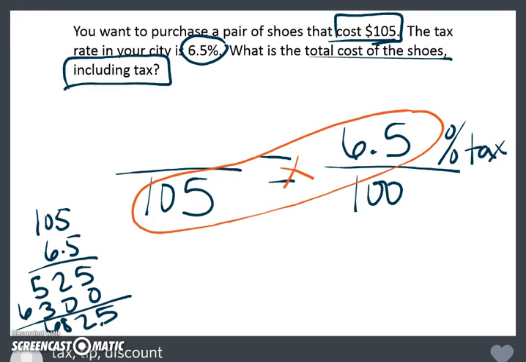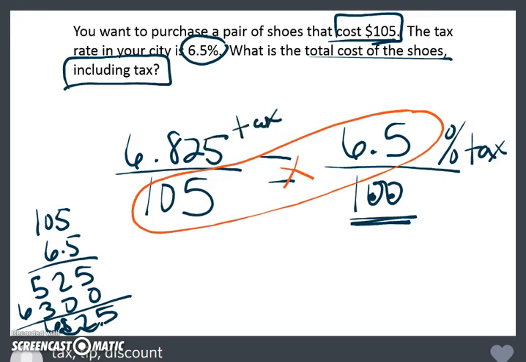But then after I've multiplied these, I have to divide by whatever's outside the box. If I remember my rules of 10, I can just move my decimal over 2 places because the 100 has 2 zeros. So I have 6.825, which is the tax.